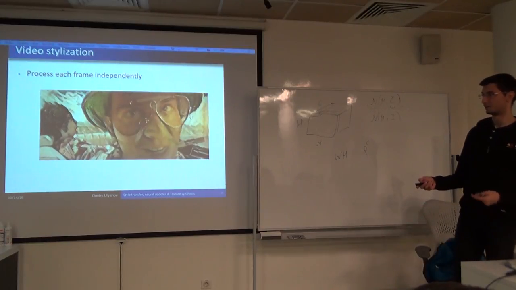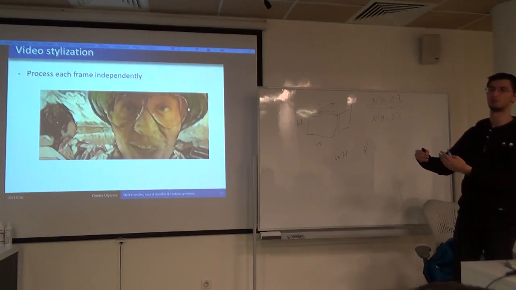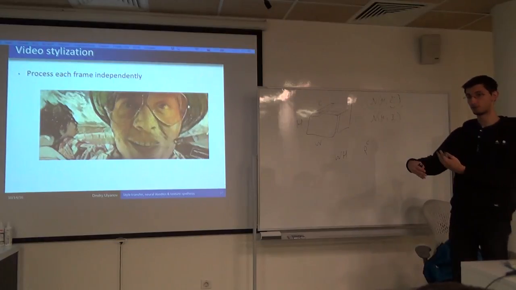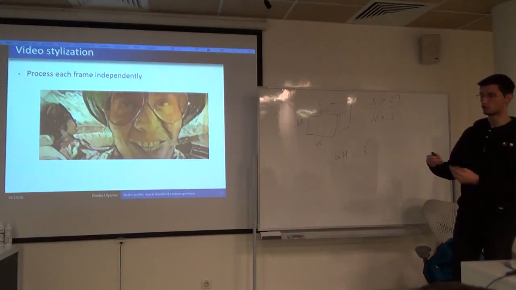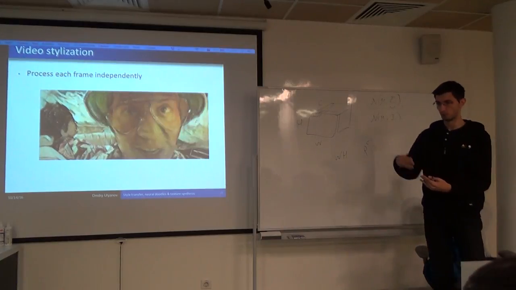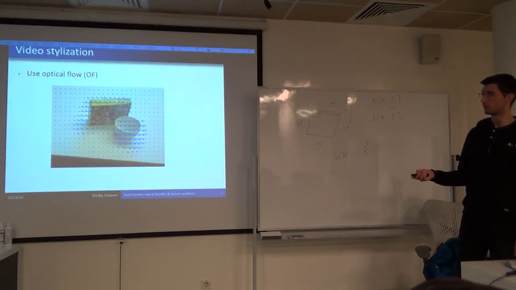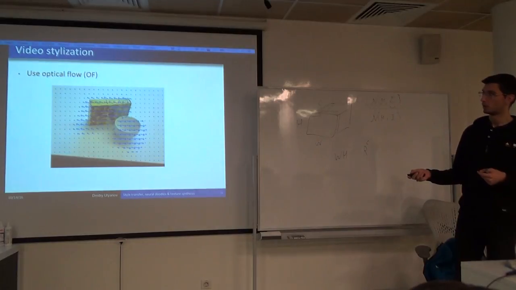So the easiest solution, I mean, here I show the optimization-based method. You can apply a fast method with a generator network, but in this case each frame was processed by optimization. So you can do it separately. In fact, the problem is this shakiness. So how to do better?